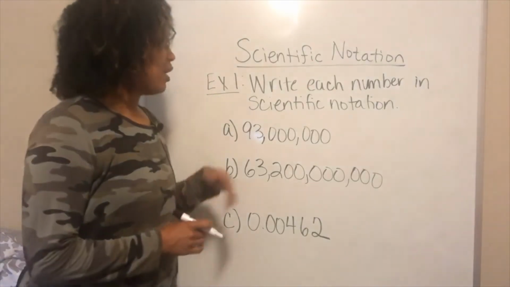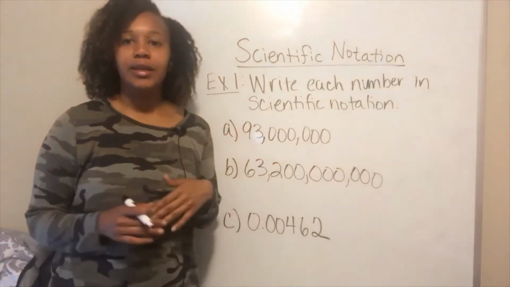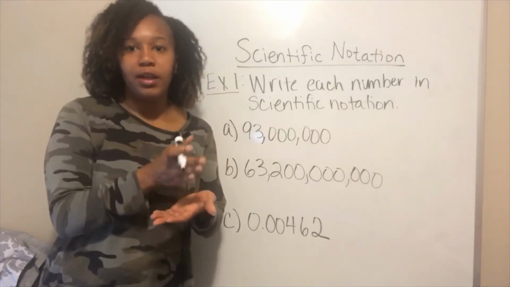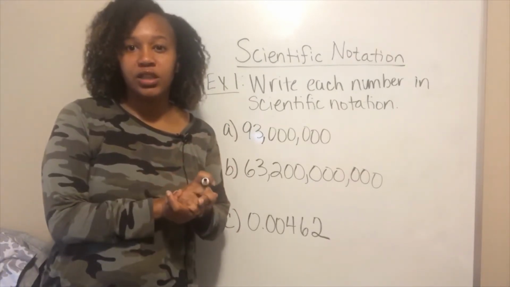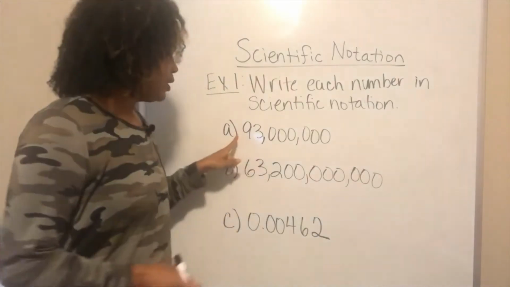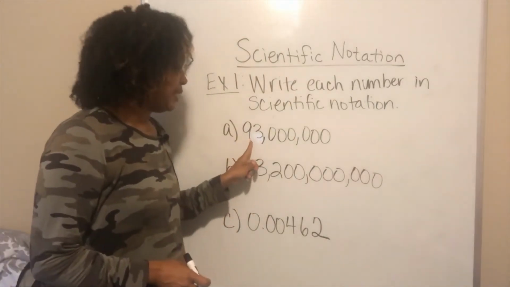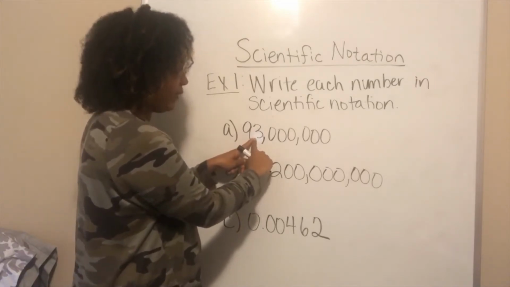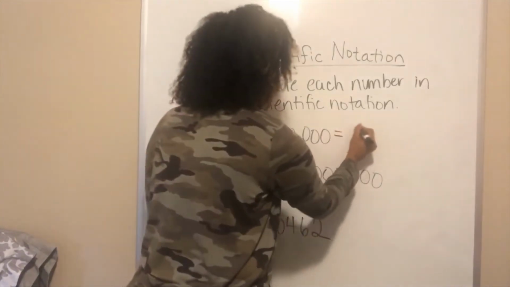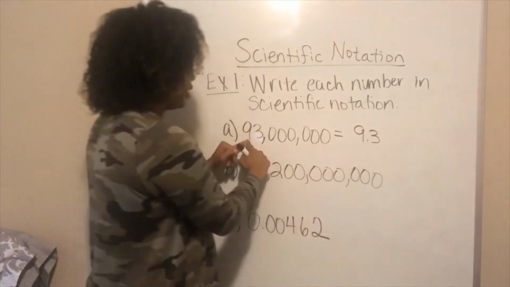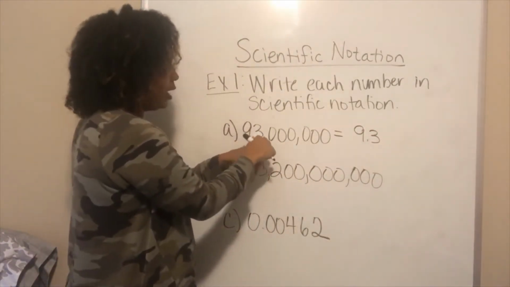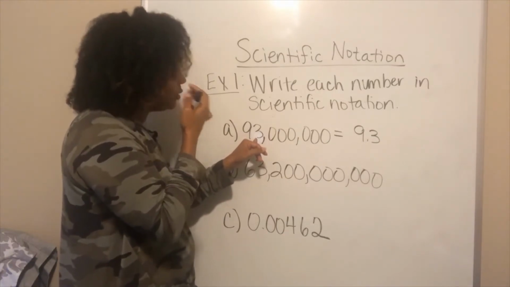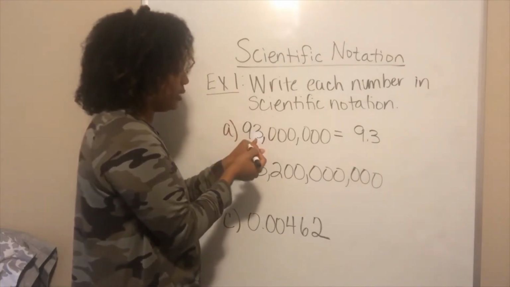So in order for our first number to be between 1 and 10, your decimal place is going to go in the first spot. It's going to go right after the first non-zero number. If we look at this, the first non-zero number is 9. So your decimal should go right there after the first non-zero number. So this will be equal to 9.3. So all I'm doing is I'm writing the non-zero numbers, but now I have to figure out how many times do I need to move the decimal place.